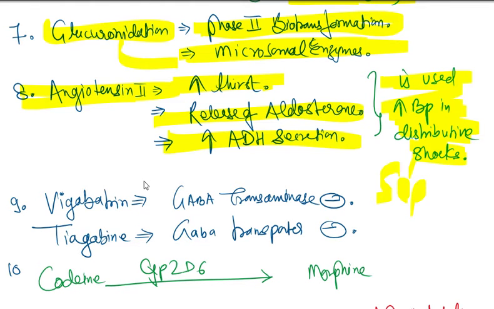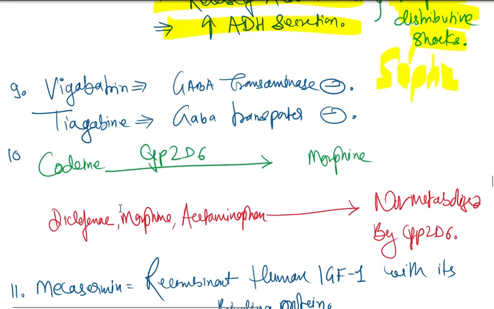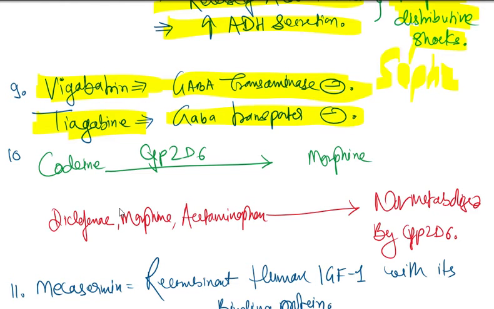Okay, next one, vigabatrin. It is a GABA transaminase inhibitor, and tiagabine is a GABA transporter inhibitor.